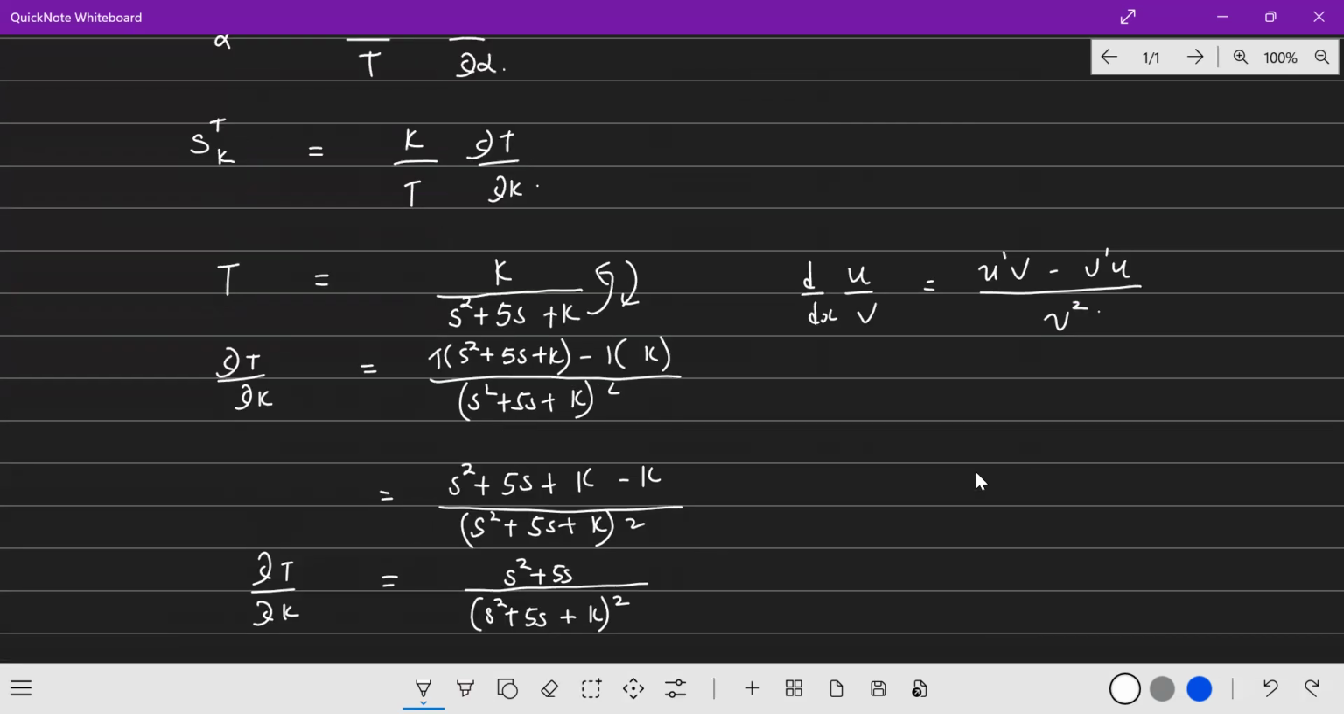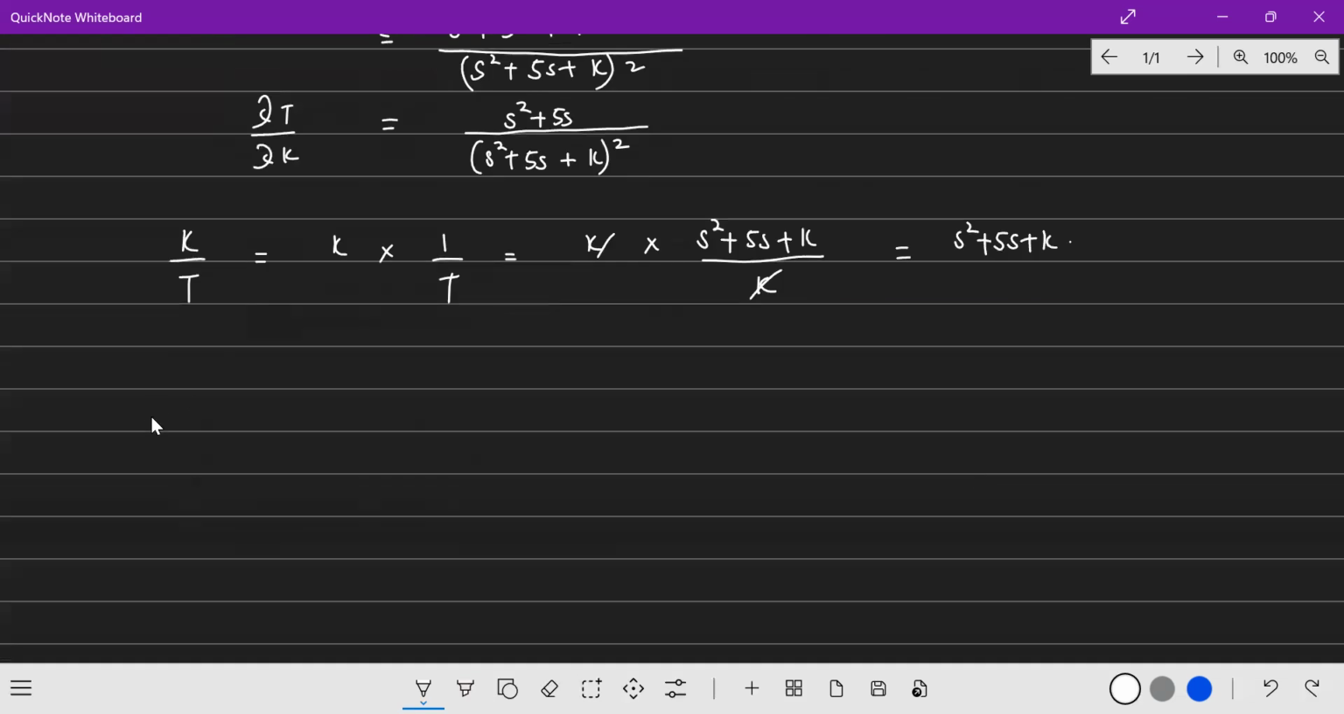Now next, let us find the sensitivity. So the sensitivity of t with respect to k is k over t times del t over del k, right? So k over t is simply equal to what we found, s squared plus 5s plus k, multiplied by del t over del k. Del t over del k is s squared plus 5s divided by (s squared plus 5s plus k) squared, right?